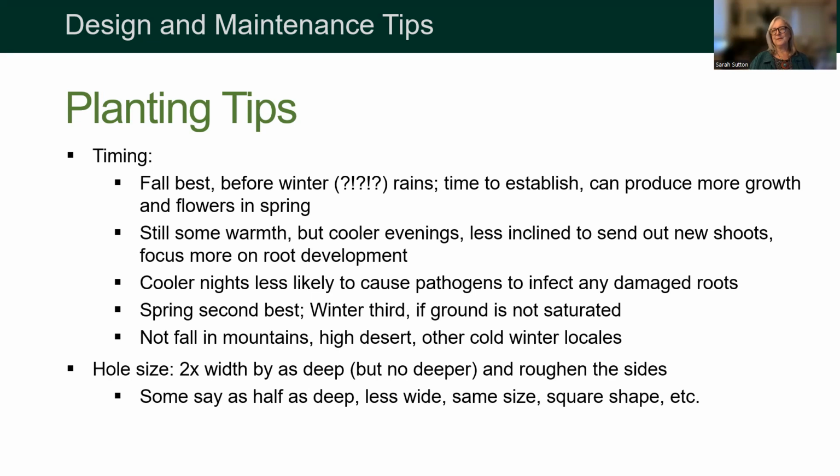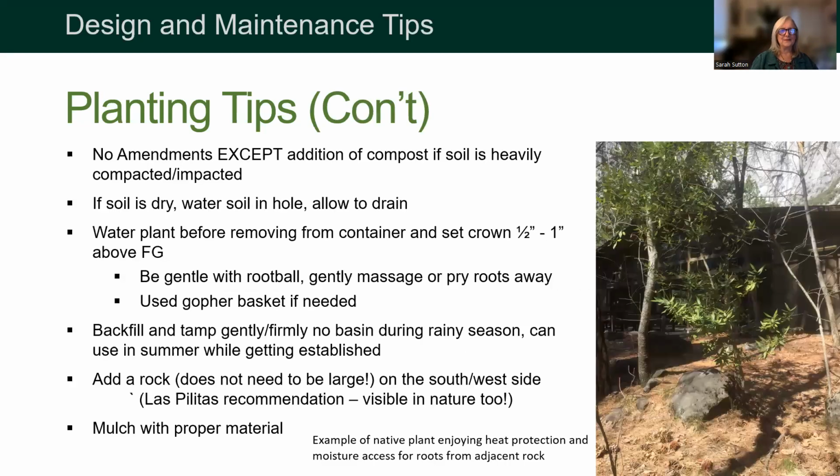Hole size, the general best management practices: two times the width of the can and as deep or just a little less. And you have to roughen the sides. You don't want a bucket. You want it to be rough so the roots can find their way into the soil. But there are some books and some references and experts that say, no, you don't need to do that. It could be half as deep or it could be less wide, same size and square shape. So do what works for you. And it's a learning process, and see where you have the most success.